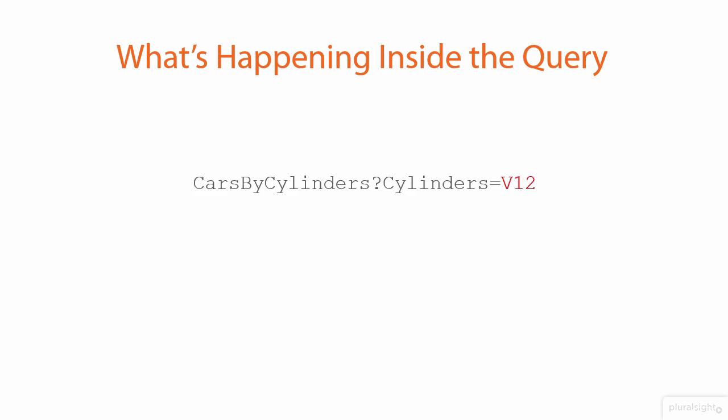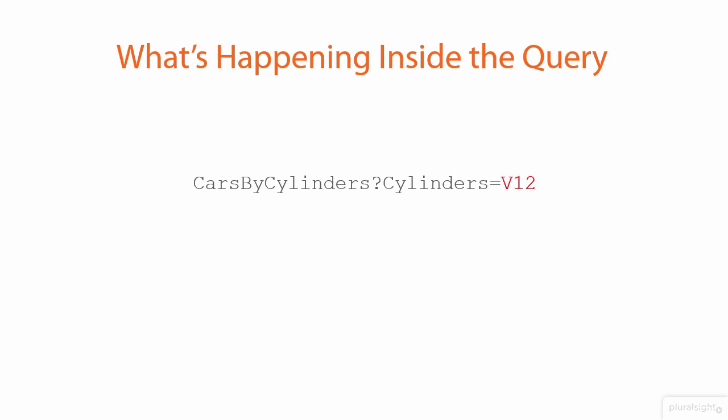So here's the query string that we had originally. So this one is perfectly legitimate. So the resource is cars by cylinder, the query string name is cylinders, and the value is V12. Now I've put V12 in red because that's effectively our untrusted data. So that's the stuff that we're manipulating and that you must always expect an attacker to manipulate, because they can do whatever they like with it. It's just part of the URL.